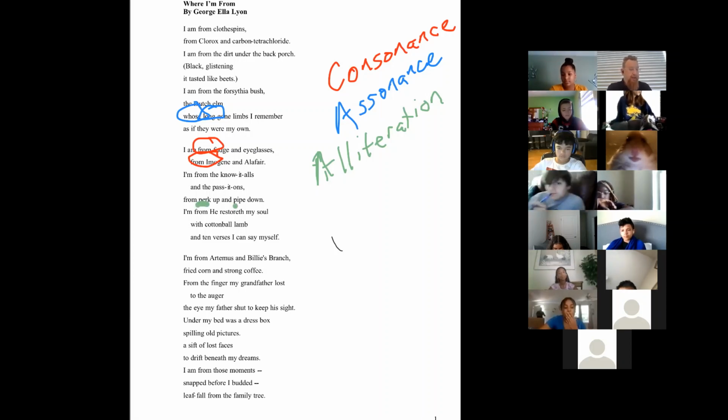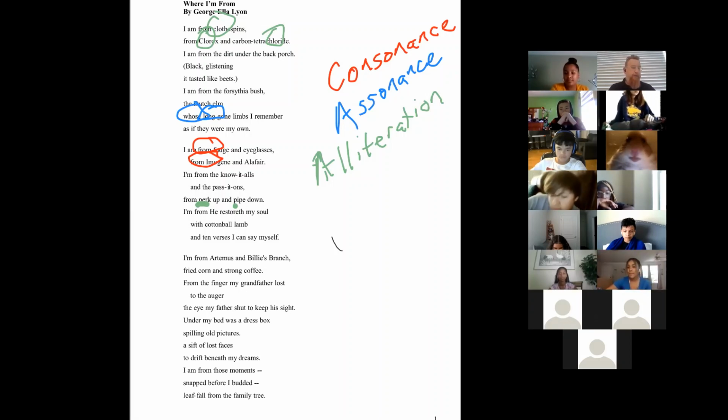So if we're looking at alliteration, and some of you have already started to go to work for me, making my job a little bit easier, which is both good and bad. If we're looking here, we have clothespins, we have Clorox and tetrachloride. So we have alliteration that's beginning up here at the top as well. So these are some of the sound devices that I want you to be looking for as we are going through poems. And again, these are not exhaustive in this particular poem.